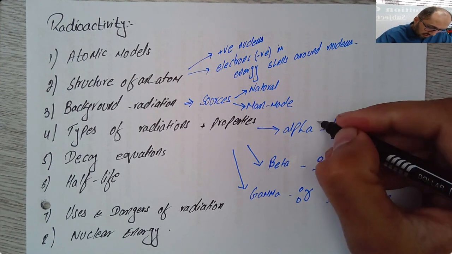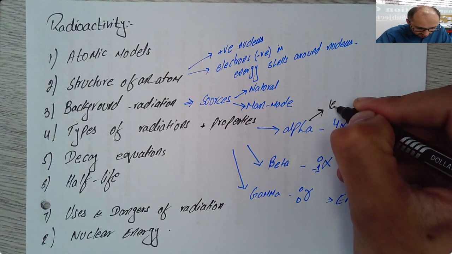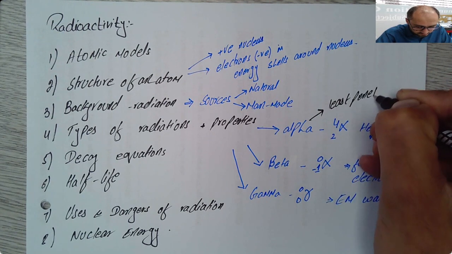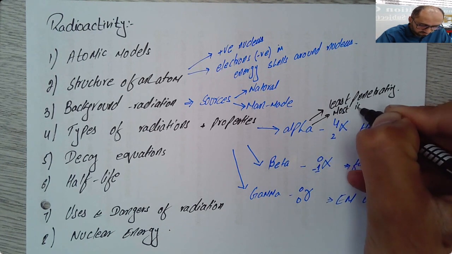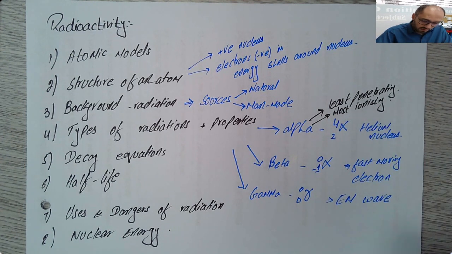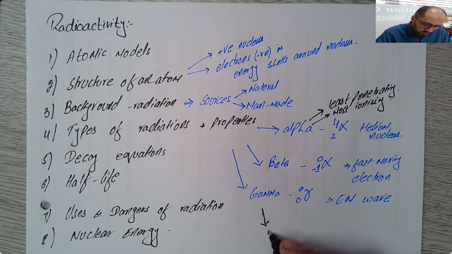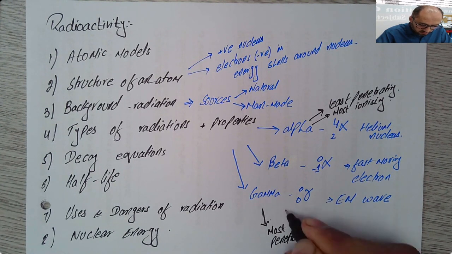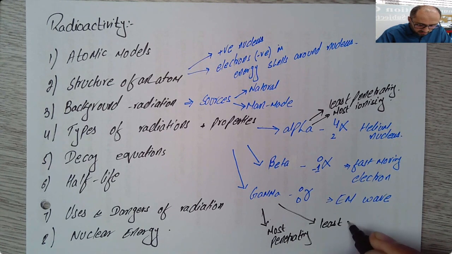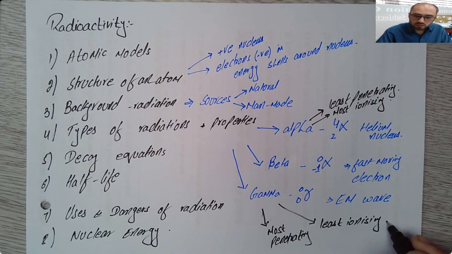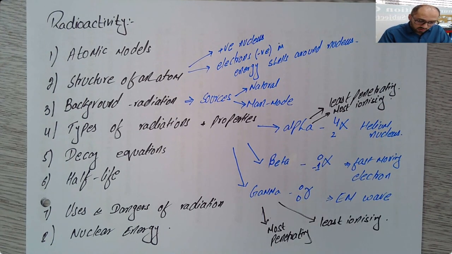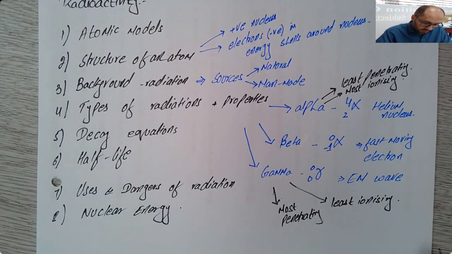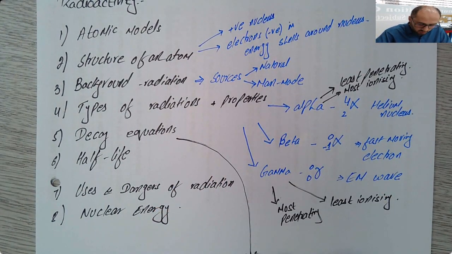You need to know alpha is least penetrating, but it is most ionizing. When it comes to gamma, it is most penetrating and least ionizing. So you need to know that alpha is stopped by a piece of paper, whereas gamma is stopped by a thick sheet of lead.